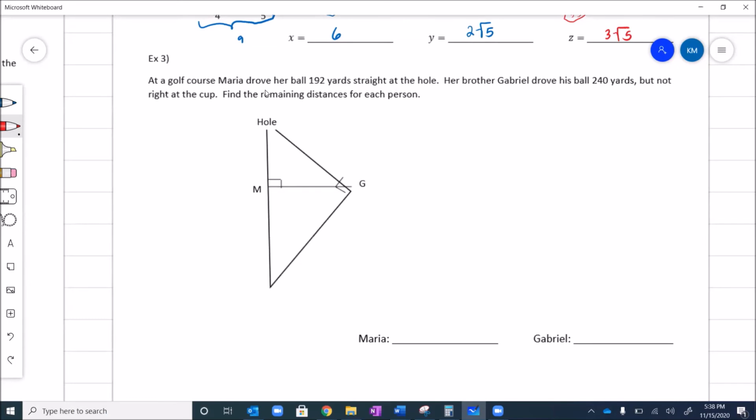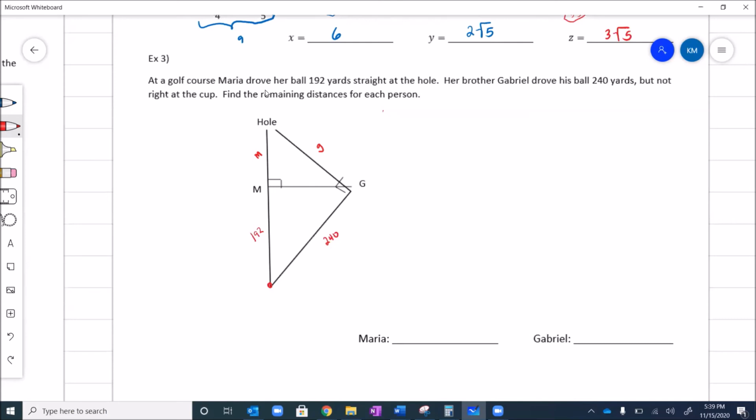All right. So at a golf course, Maria drove her ball 192 yards straight at the hole. Seems like she's here. So she's here, 192. And he's here at 240. Right? Because they started here. 192 goes there, 240 goes there. Find the remaining distances for each person. Okay, so they want to know Maria, I'm just going to say M here, and Gabriel, G here. They want to know those two. All right, and we are given this.